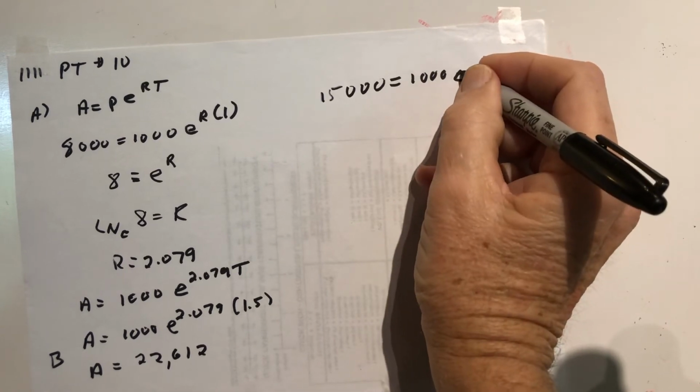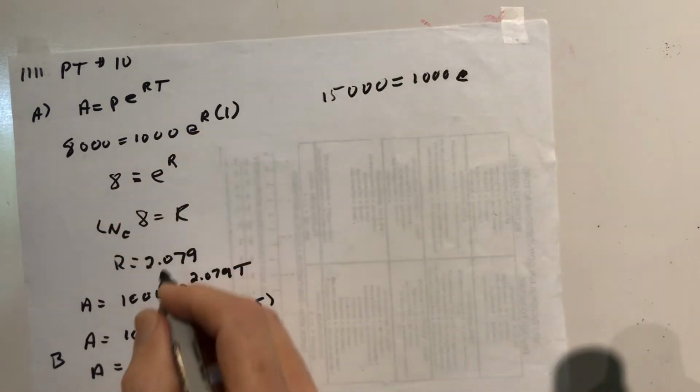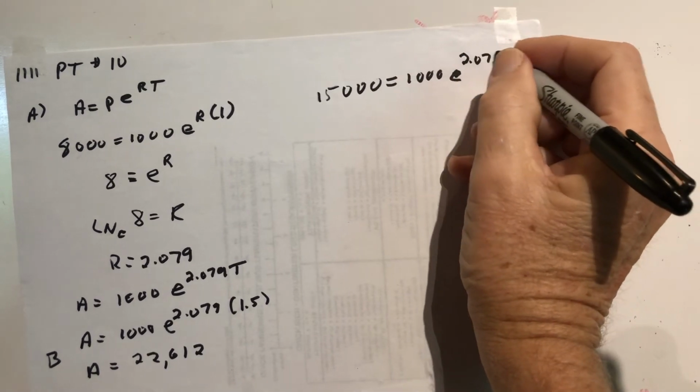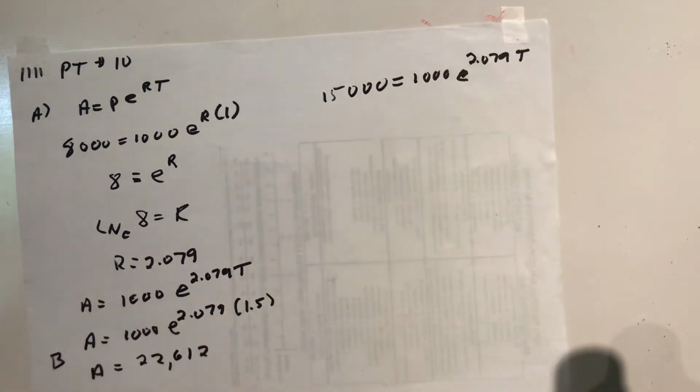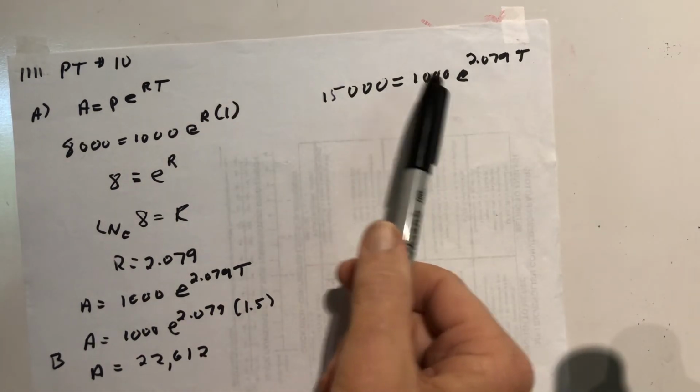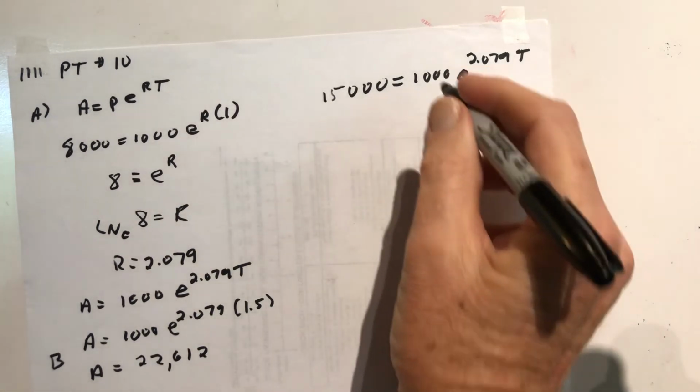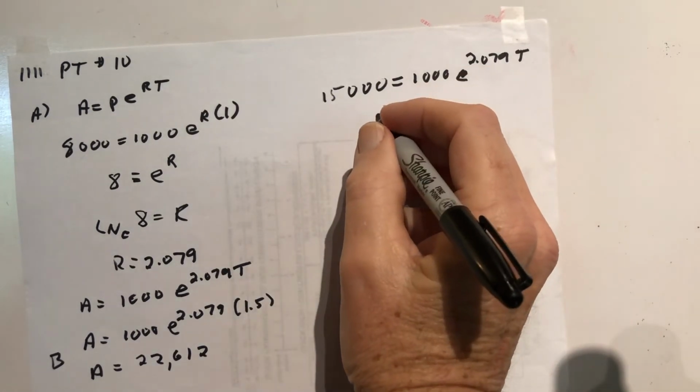E to the 2.079. But we want to know how long it is going to take. We don't know time. How long will it go from 1,000 to 15,000? What do we do first? We divide that into that and we'll get 15.